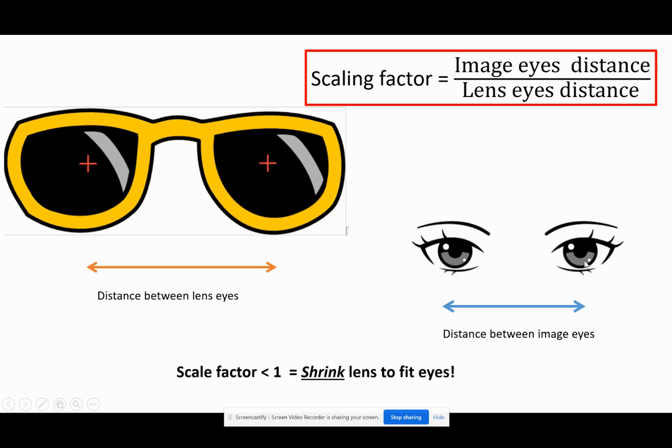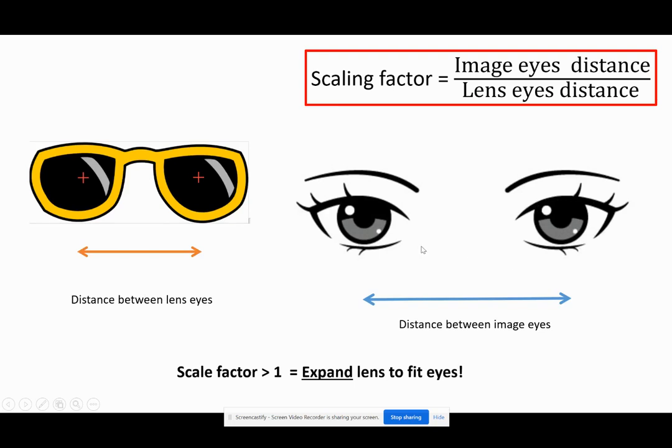And the amount of shrinking that we have to do is given by the scaling factor, which is the ratio of the image eyes distance. Remember, the image is fixed. We're not changing that. You divide it by the lens eye distance. Okay, so when you scale that down, basically in this case, the lens shrinks to fit the eyes.